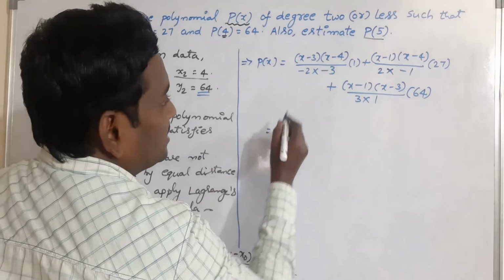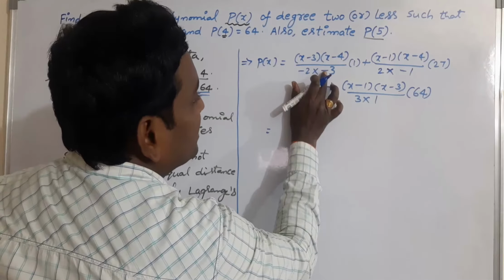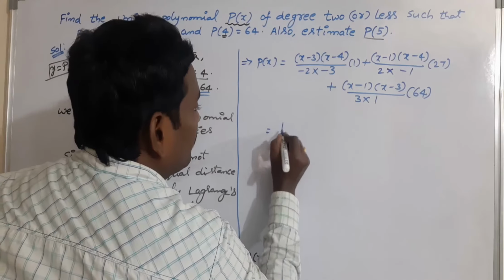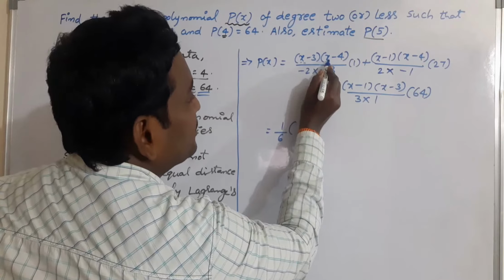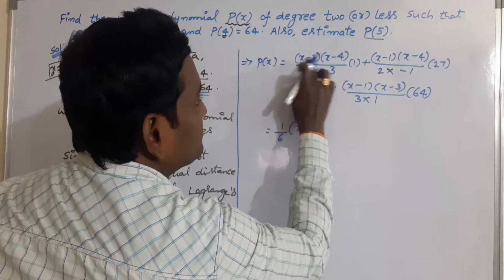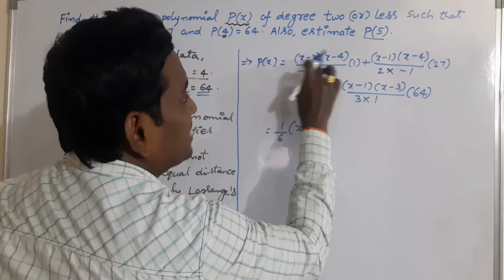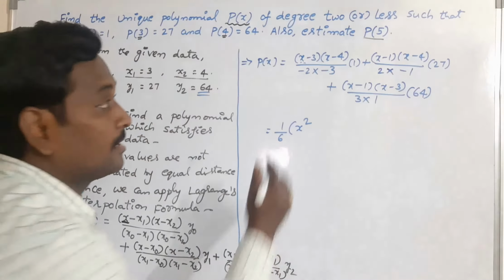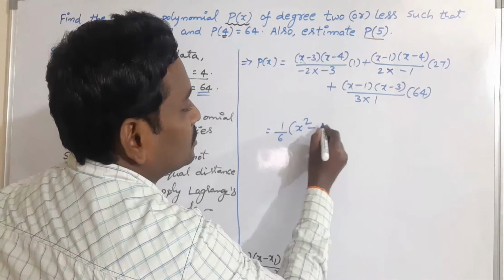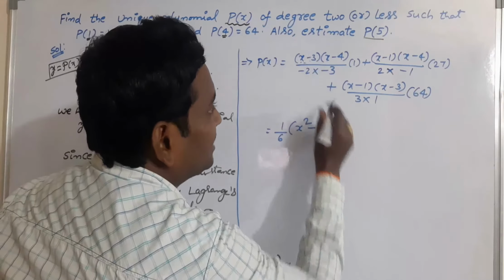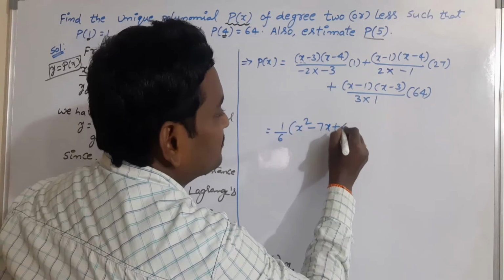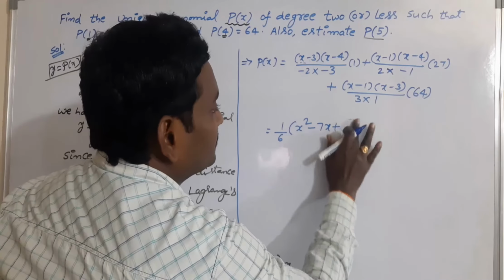Okay. See this one, minus 2 times of minus 3 is plus 6. That's why 1 by 6 whole into, multiply these two factors. X minus 3 into x minus 4 is nothing but x times of x is x square, x times of negative 4 is negative 4x, minus 3 times of x. So minus 3x minus 4x can be written as minus 7x directly. Minus 3 times of minus 4 is plus 12, sorry, 3 4s are 12.